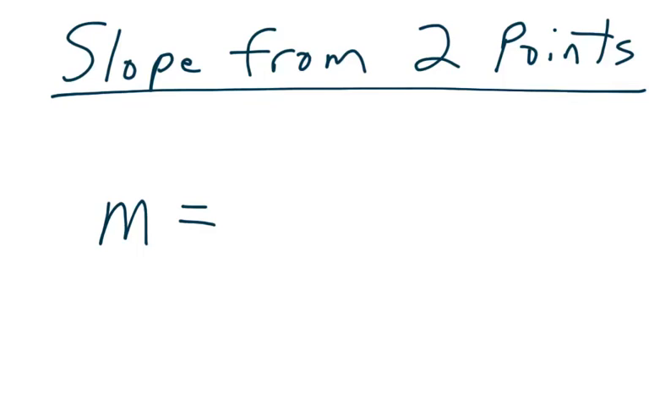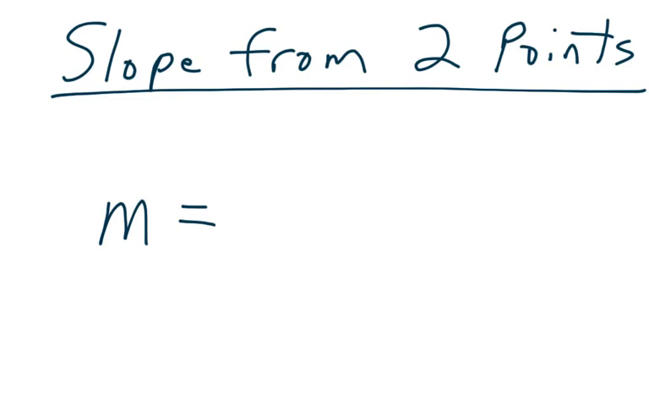Hello everybody. Today we're going to find the slope from 2 points written down. Now first let me say that finding the slope from a graph and finding the slope from 2 points written down are pretty much the same thing, just different ways of doing it. But you could always go back and forth between the two methods. So for example, you could take 2 points on a graph and then use the slope formula to find the slope, like we're going to do right now.